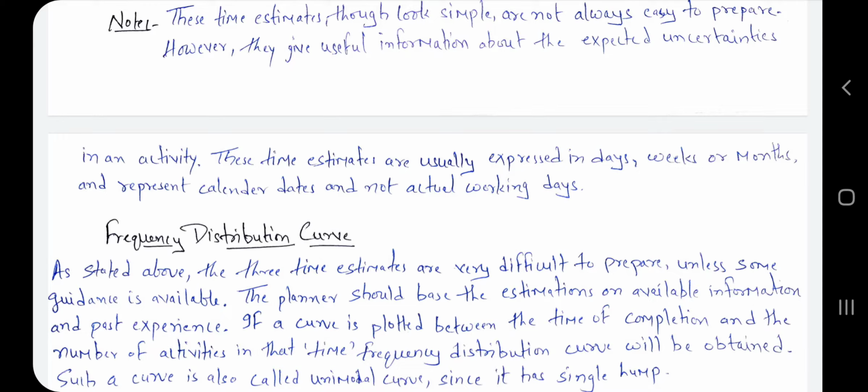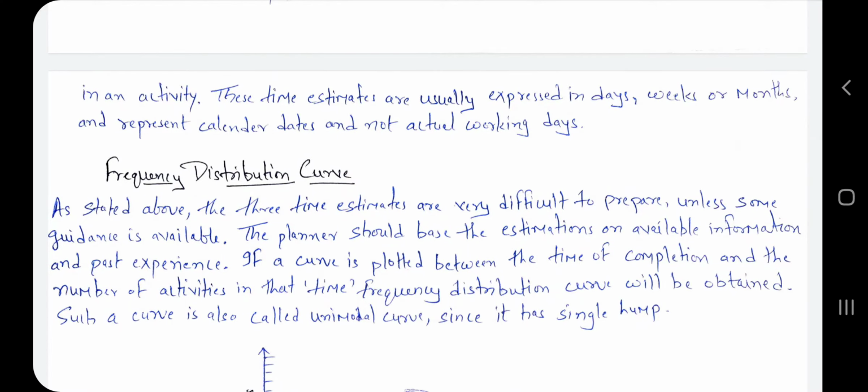Okay, so for that, to do it in a simple manner, we have to design or draw the frequency distribution curve. That's why here we discuss the frequency distribution curve. So first we have to see the statement of this frequency distribution curve. As stated above, the three time estimates are very difficult to prepare unless some guidance is available. The planner should base the estimations on available information and past experience.